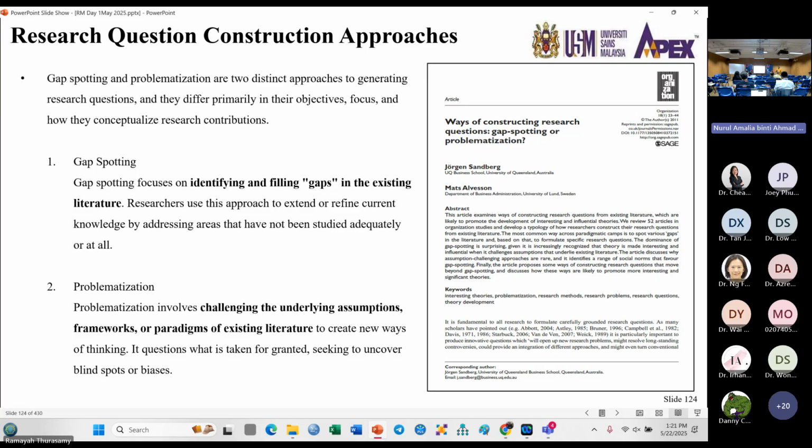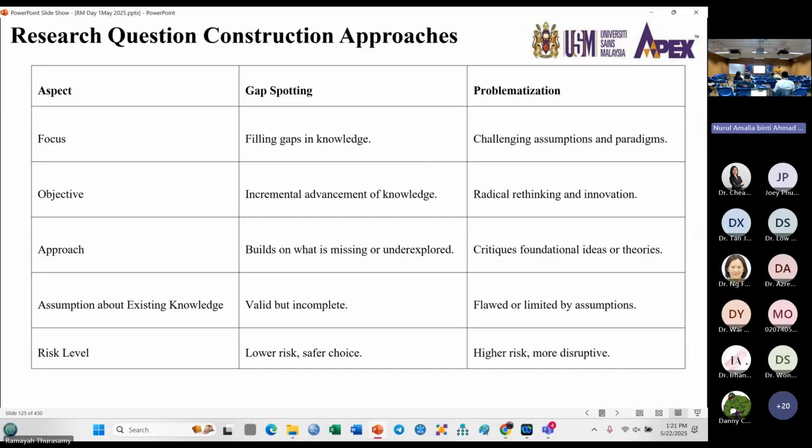The other one is you're saying the theory has some underlying problem, and I want to challenge the theory. That also can be done. But most of the time you see papers focusing on the first one, not the second. This is the paper by Sandberg and Alvesson. So these are the differences between gap spotting and problematization.